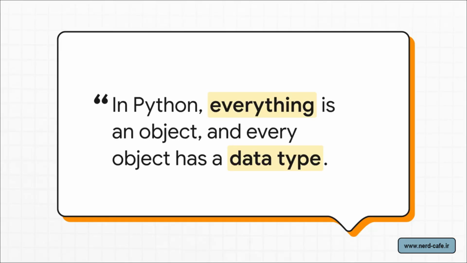This right here, this is the golden rule of Python. You got to burn this into your brain. Everything, and I mean everything, from a simple number to a huge, complex data set is an object. And every single one of those objects has a specific identity, a label that tells Python what it is.